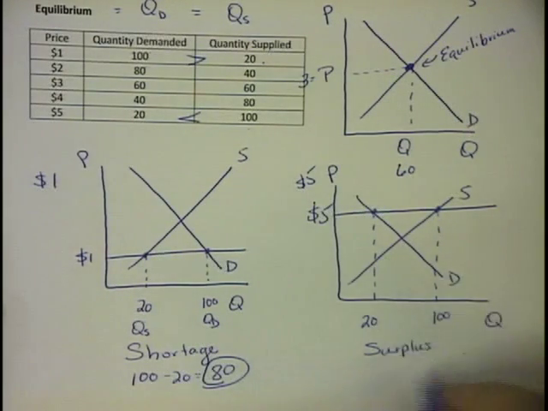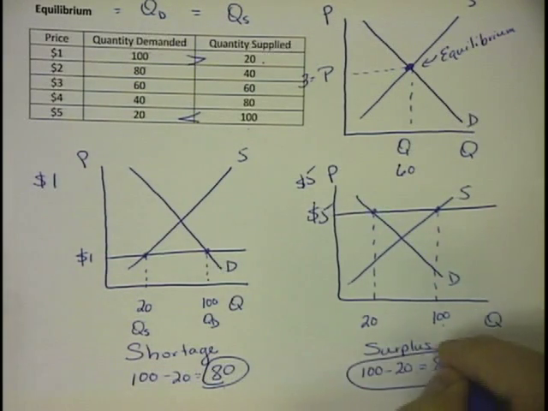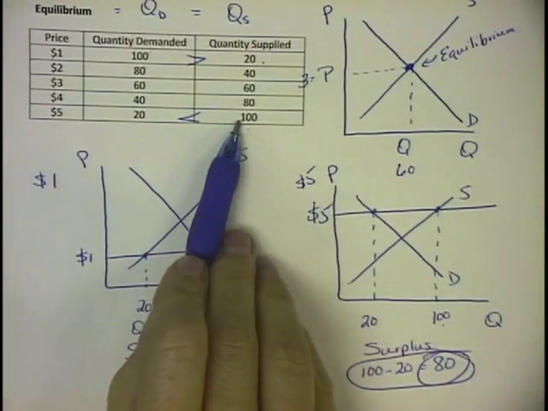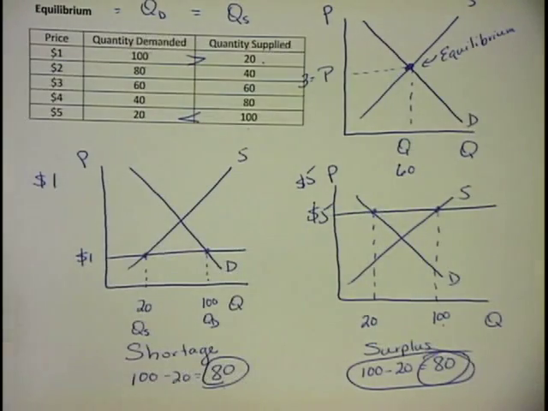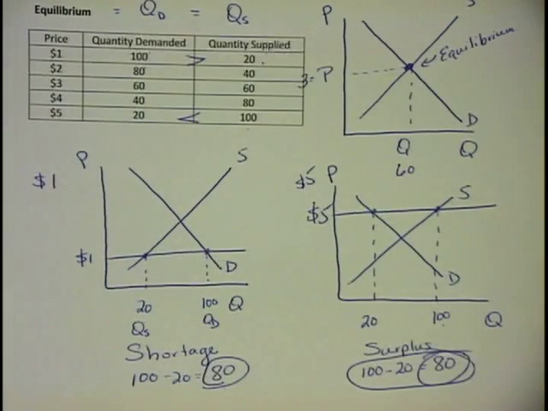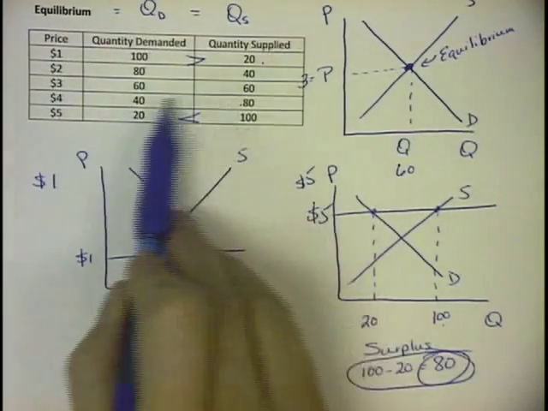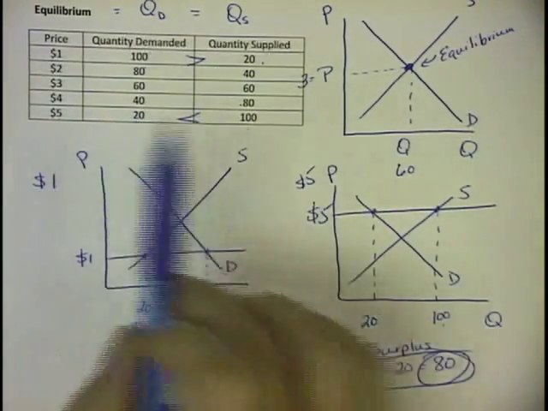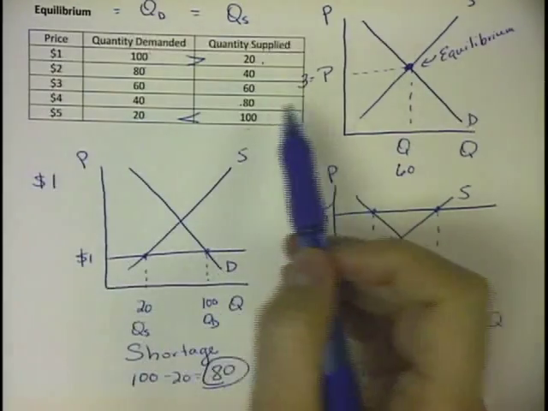Okay, and we can find the magnitude of the surplus the same way we did over here. We take how much we're willing to sell minus how much people are willing to buy. The magnitude is 80: 100 minus 20 is 80. We could say, okay, if the price were $4, what would be the situation? At $4, again, my quantity supplied is greater than quantity demanded, so we know we have a surplus. The magnitude would be 80 minus 40, which would be 40.